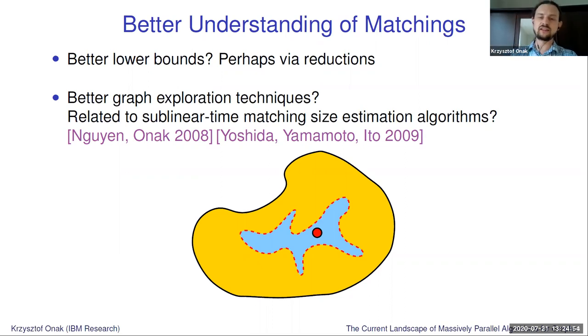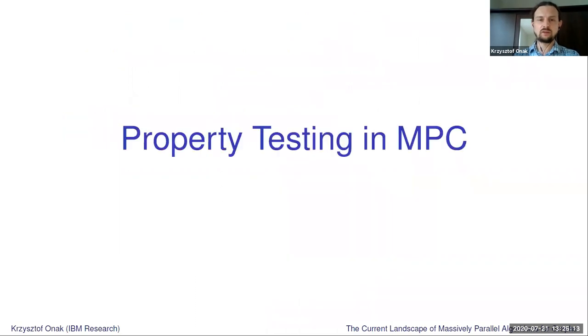So we could have a smart technique that explores only some part of the graph, that would be great. That could potentially lead to a breakthrough in those old questions for sublinear time algorithms for estimating the size of a matching.